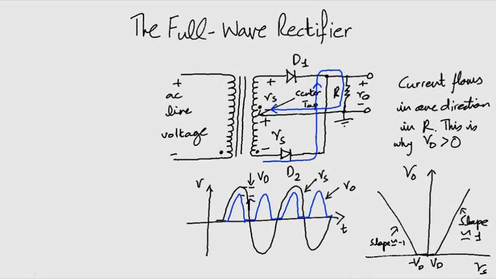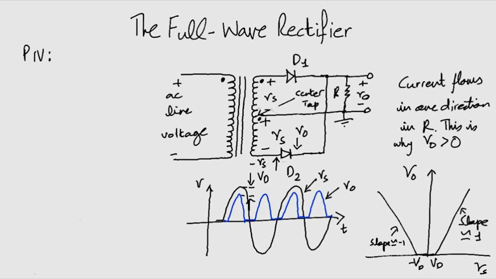Now, to calculate the peak inverse voltage, consider D2 in positive half cycle. Cathode of D2 here has voltage of V0, while the anode here has voltage minus Vs. Agreed?